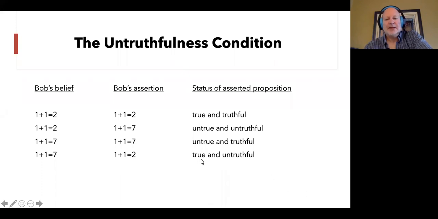Nonetheless, even though what he's saying is true, the proposition he's asserting here is untruthful because it doesn't match his belief, right? He thinks it's false that 1 plus 1 equals 2 because he thinks that 1 plus 1 equals 7. So since what he's asserting is the opposite of what he believes, it's untruthful, even though it's factually correct, even though it's true, okay? So if you ever have trouble remembering these two distinctions, perhaps going back to these examples will help keep it clear in your mind.